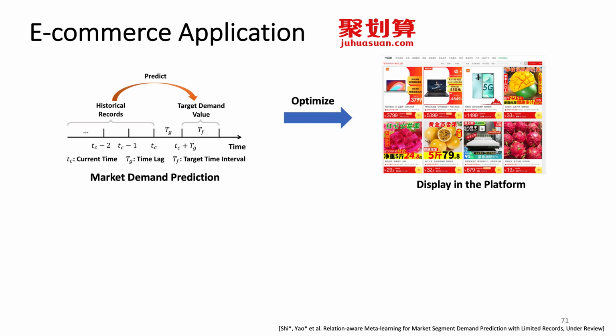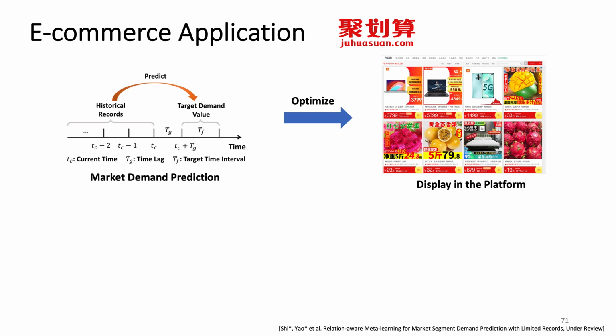But due to the capacity of the platform, we cannot put all the items in the platform, so it's a little difficult to do that. So how to choose which item should be put in the platform? We want to estimate the market demand. If we can better estimate the market segment demand, the manager can better choose which one can be displayed in the platform.